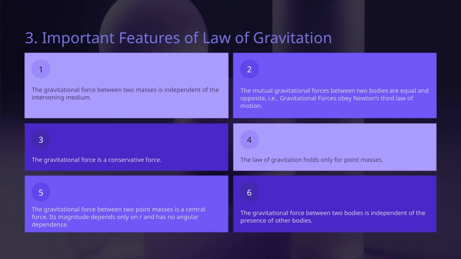Now, an important aspect is that the mutual gravitational forces between two bodies are equal and opposite. This is Newton's third law at play. If one body pulls on the other, the second pulls back with an equal and opposite force.